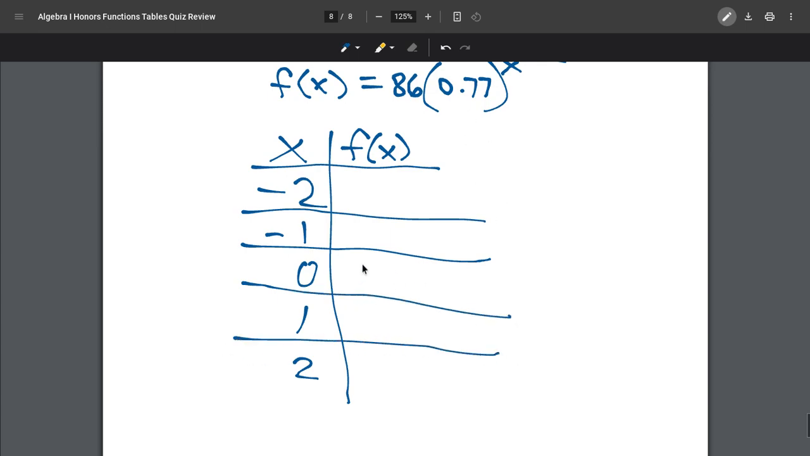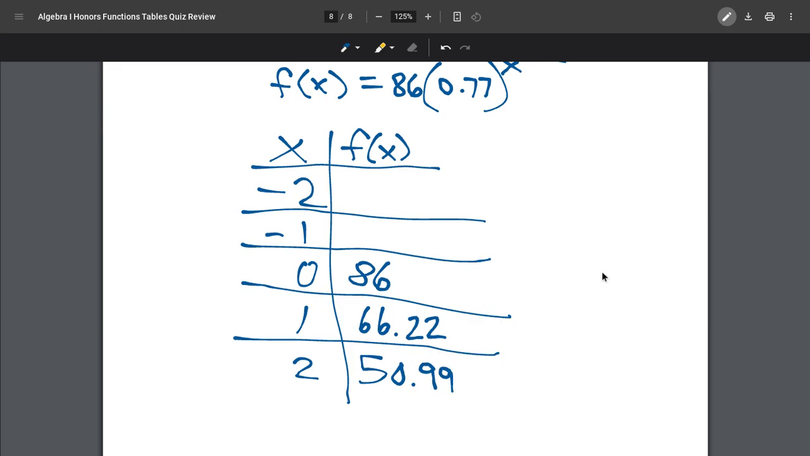Okay, at 0, our value is going to be 86. And as we go up, we're going to multiply 86 times 0.77. So our next value is 66.22. And then multiply times 0.77 again. And we get 50.989. So let's just call it 50.99.